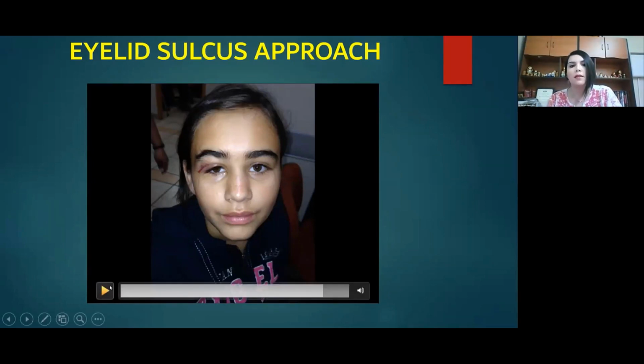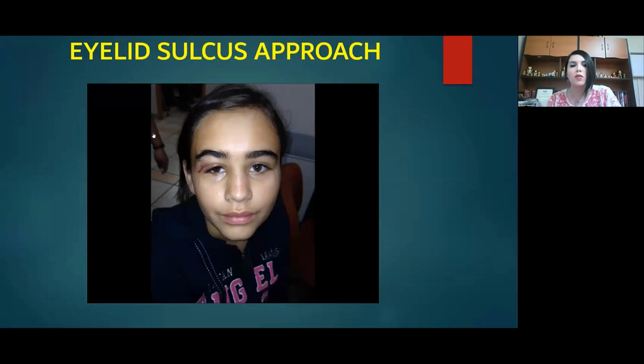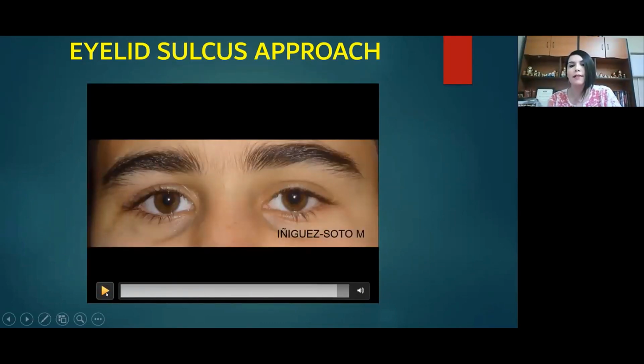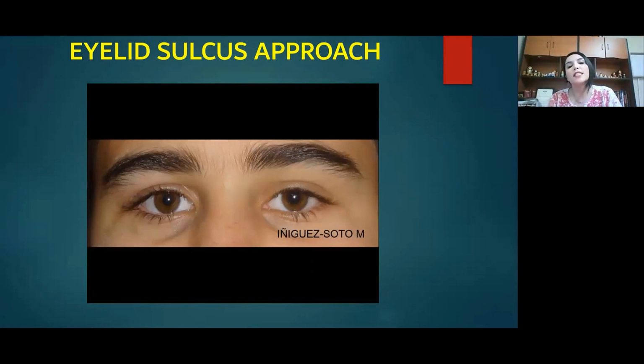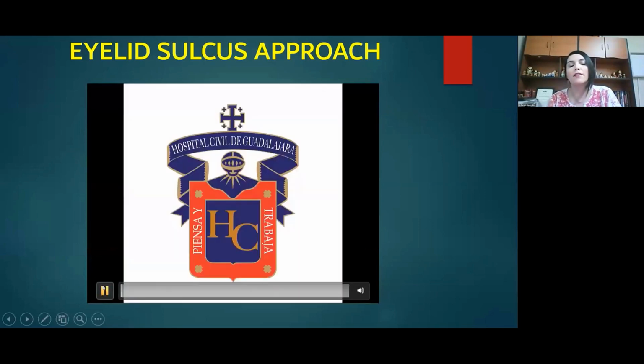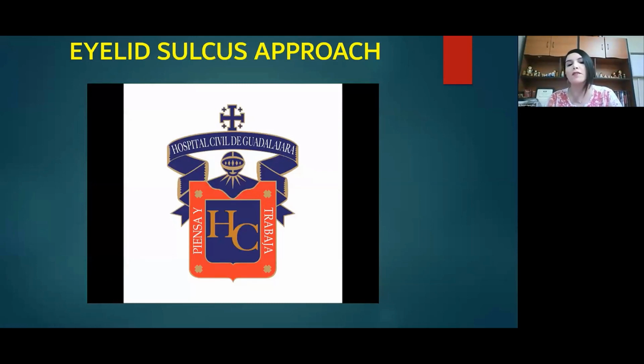Here is the 8 days post-surgical. And here she is at 14 days after surgery. And after that, she had her party, her 15 years old party here in Mexico. The big party for the girls is at 15 years old. So I got invited. It was a really good party.